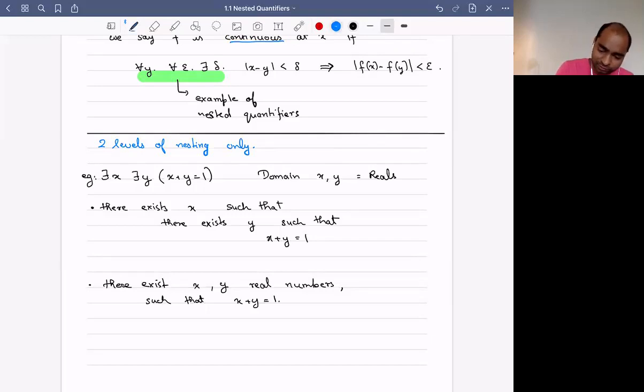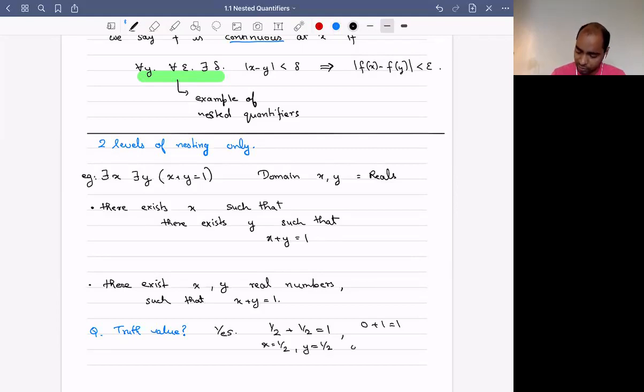And is this statement true? Well, do there exist variables x and y such that x plus y equals 1? Yes. And we don't need to have a unique solution. We just need some solutions. For example, half works, so half plus half is 1. Also, 0 plus 1 equals 1. So x equals half, y equals half makes this statement true, or similarly x equals 0, y equals 1. And there are infinitely many possible answers. Hence, the truth value is true.